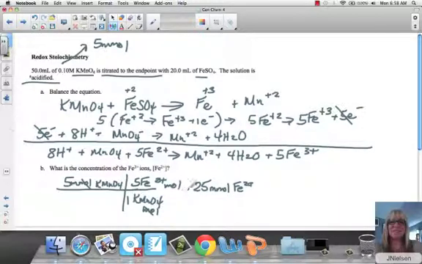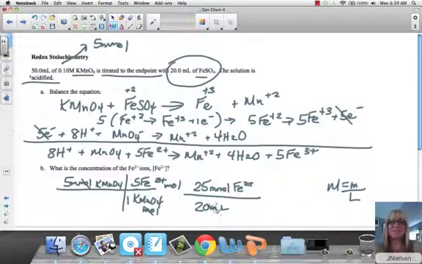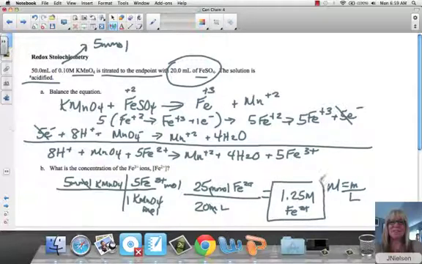And you know that molarity, just keep this in mind, is equal to moles over liters. So there's my millimoles divided by my 20 milliliters. Gives me 25 divided by 20, which is 1.25 molar Fe2 plus. And that's my answer.